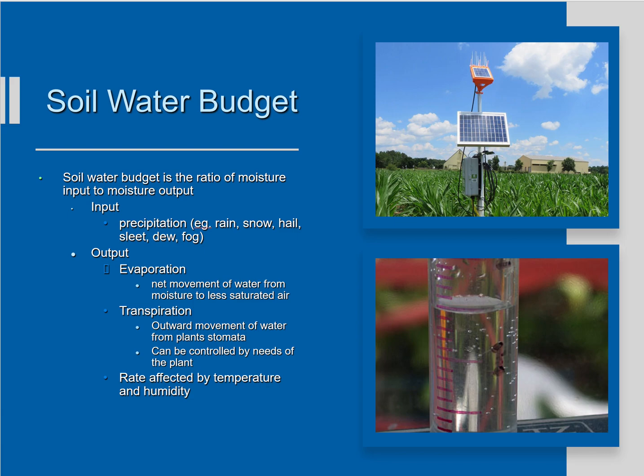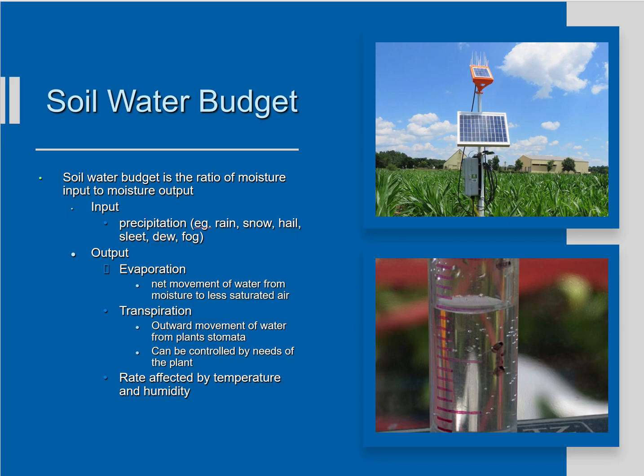So a soil water budget then is how much water is coming into the soil versus how much water is leaving the soil. So a soil input is measured by how much precipitation there is. Is it falling as rain, snow, sleet, dew, and fog? All of that has the opportunity to penetrate and percolate into the soil below.